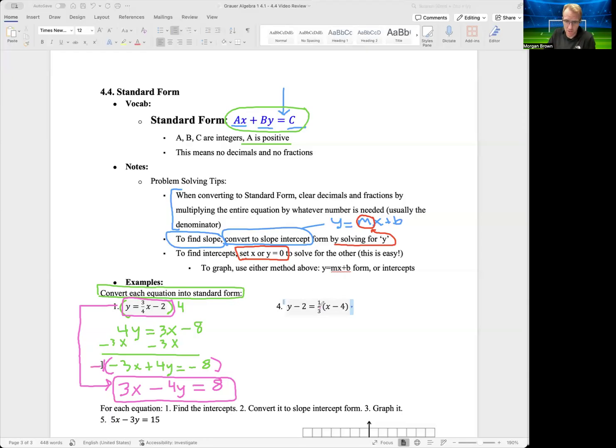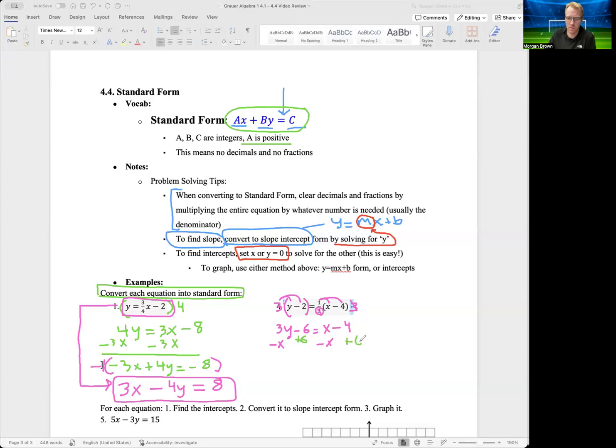Now I have a denominator here. It's a 3. I'm going to have to multiply both sides of the equation by 3. Multiply by 3. On the right-hand side, the 3's cancel out, leaving me with just 1x minus 4. So x minus 4. On the left-hand side, the 3 is going to distribute in, leaving me with 3y minus 6. Okay, as before, I have to move the x over, so I'm going to subtract x, but this time I also have an extra number here, so I'm going to add 6.